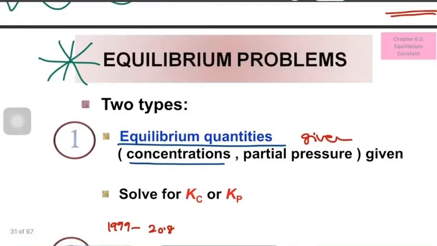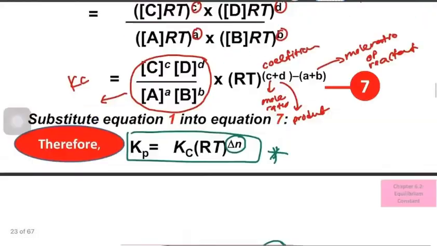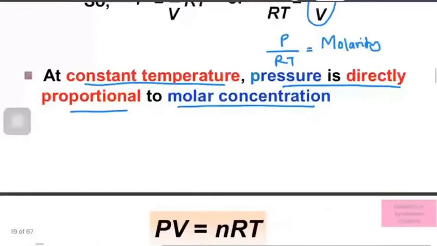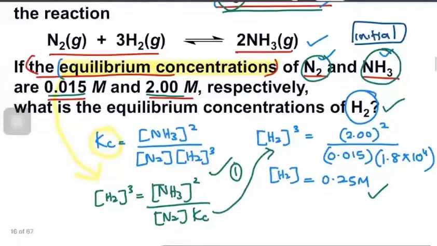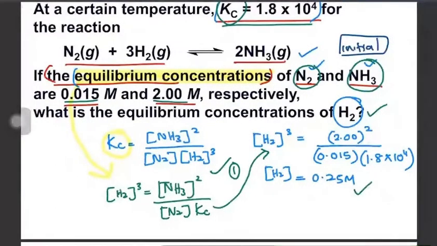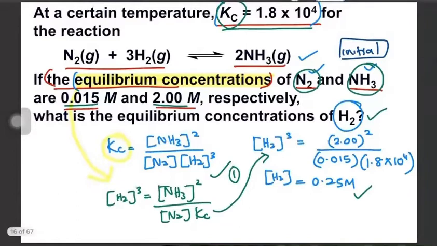Okay, so far, if you realize, the questions that we have been doing directly give you the equilibrium concentrations. So it gives you directly the values of equilibrium concentration, and all you have to do is substitute it into the Kc or Kp equation. Right?